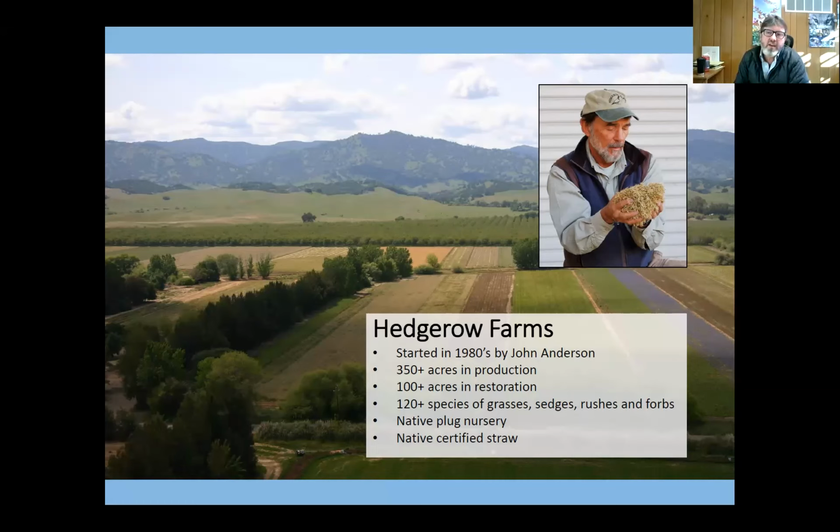And within that, we have many different ecotypes a lot of times. So, probably at the end of the day, we produce more than 200 different items here at Hedgerow Farms. We also have a native plug nursery, and we also sell our native grass straw, which is really a great product for habitat restoration purposes. Next slide.